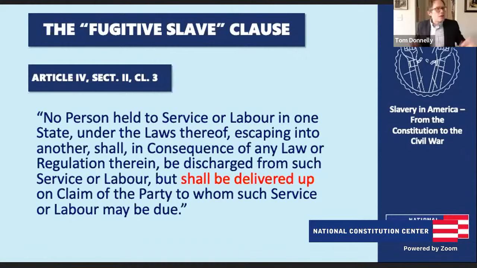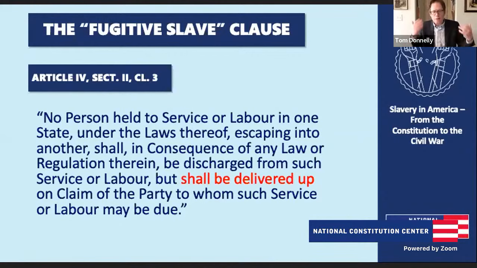Yeah, so the Fugitive Slave Clause, honestly, there's not much debate at the convention over this language. It gives Southern slaveholders the power to go into northern states to retrieve enslaved people who have allegedly escaped from enslavement. The language itself comes from the Northwest Ordinance of 1787, probably part of the reason there's not a great debate over it. It's familiar language for a lot of the delegates.